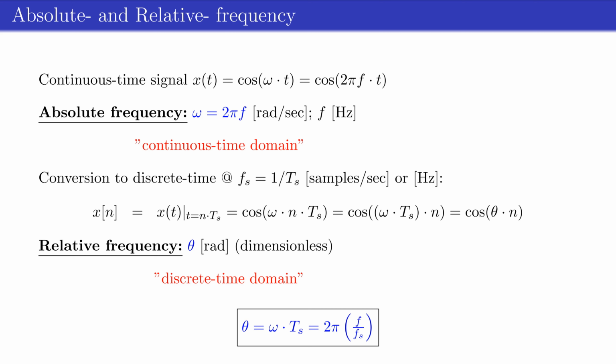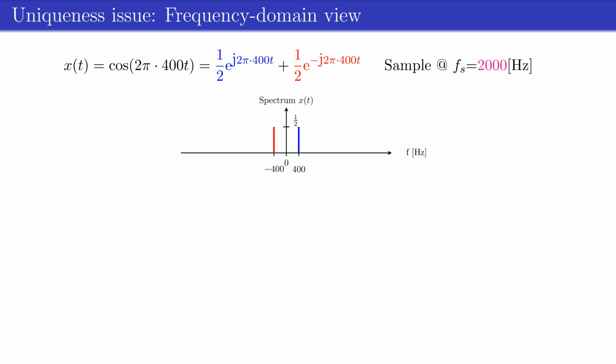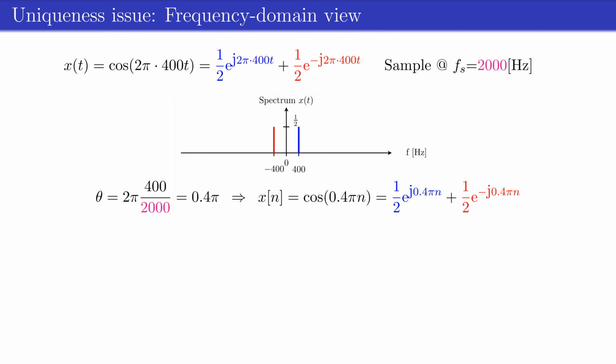Now let's see how this works for the 400 and 2400 Hz sinusoidals. As a first step, we use Euler to write the 400 Hz sinusoidal signal as a sum of two phasors, which can be represented in a spectral plot with two bars. When sampling at the sampling frequency Fs = 2000 samples a second, we can evaluate the relative frequency, which results in theta = 0.4 pi.